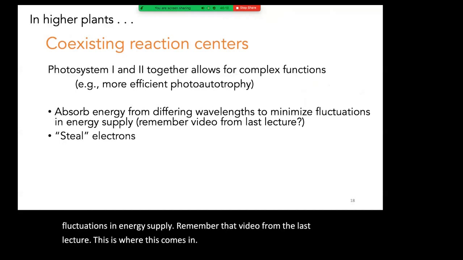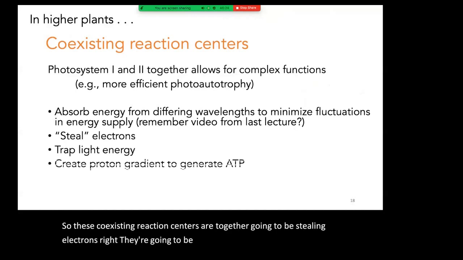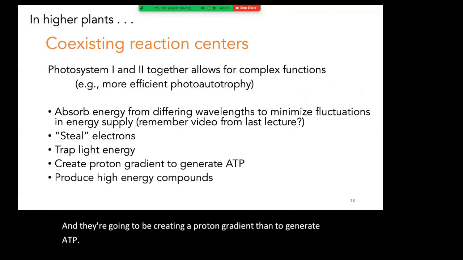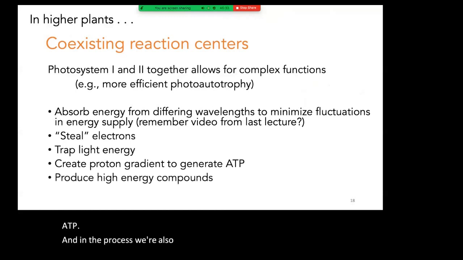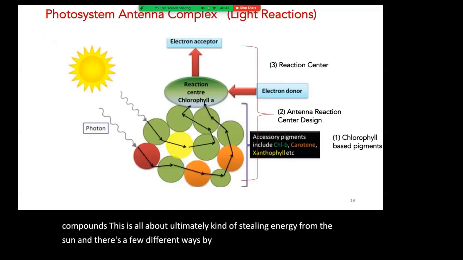So these coexisting reaction centers are together going to be stealing electrons, right? They're going to be trapping light energy, and they're going to be creating a proton gradient to generate ATP. And in the process, we're also going to be producing high energy compounds. Okay, this is all ultimately about stealing energy from the sun. And there are a few different ways by which we can do that.